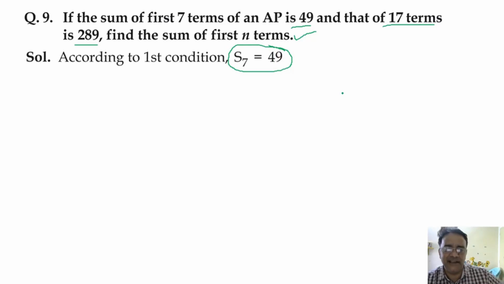So what is the formula of Sn? n by 2 into 2a plus (n minus 1) into d. Anyone? Priyanshi?